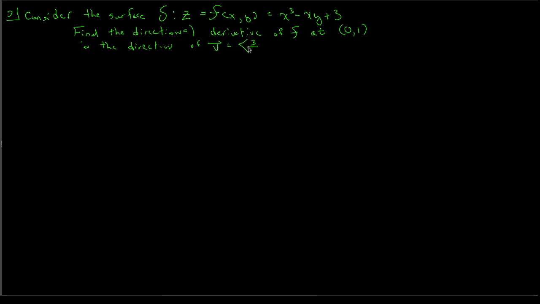equaling (3/5, 4/5), which is already a unit vector, right? This was the same unit vector that was in the first question, the 3-4-5 triangle. If I go to make a unit vector out of this, the magnitude of v is the square root of 9/25 plus 16/25, so that's a magnitude of 1. So this is already a unit vector.